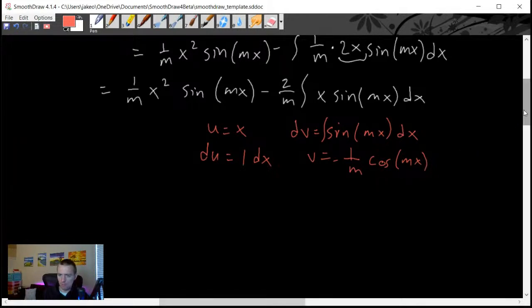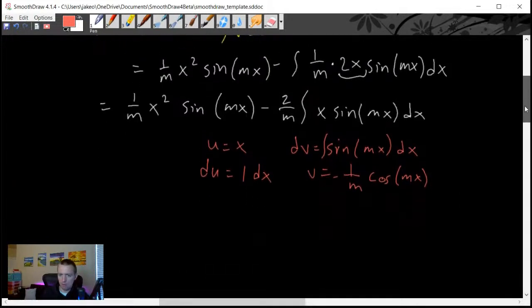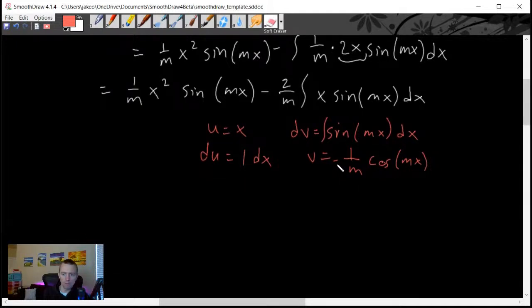actually, wait a minute. It's going to be positive cosine, I'm sorry. No, it is negative. My mistake. So the derivative of negative cosine, because negative cosine starts with a positive slope, is positive sine. And then by chain rule, we have to multiply by the derivative of this inside term here. The derivative of mx is just m, which would cancel with 1 over m. So just a quick check there.